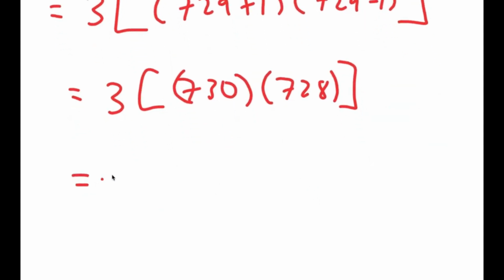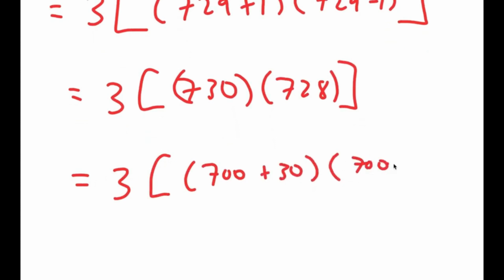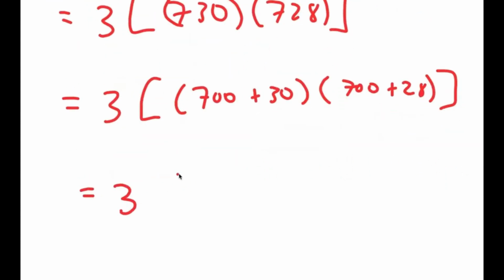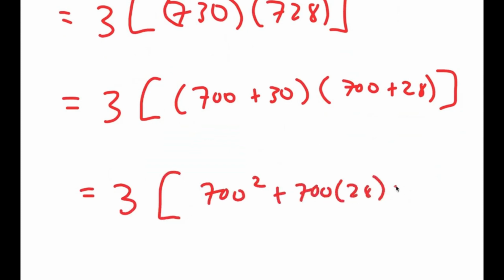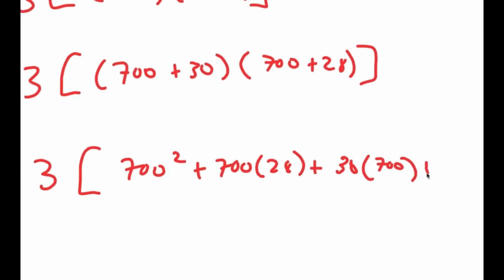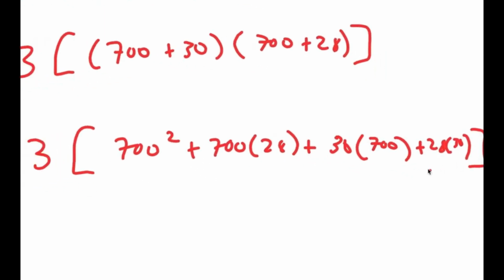So from here, I'm going to rewrite this as 700 plus 30 times 700 plus 28. So this is equal to 3 times 700 squared plus 700 times 28 plus 30 times 700 plus 28 times 30.